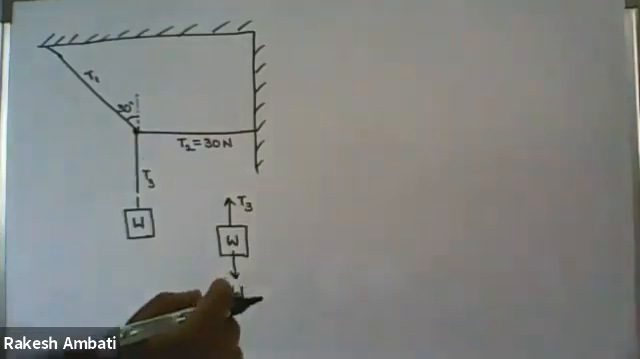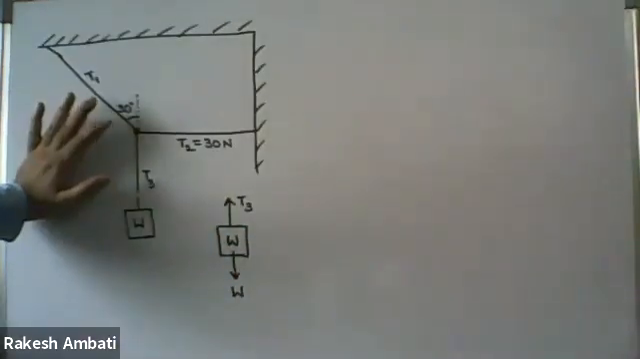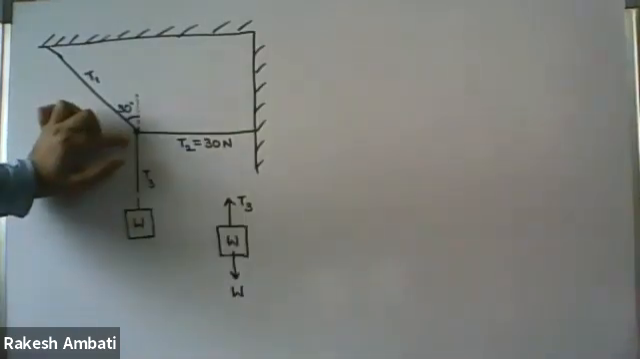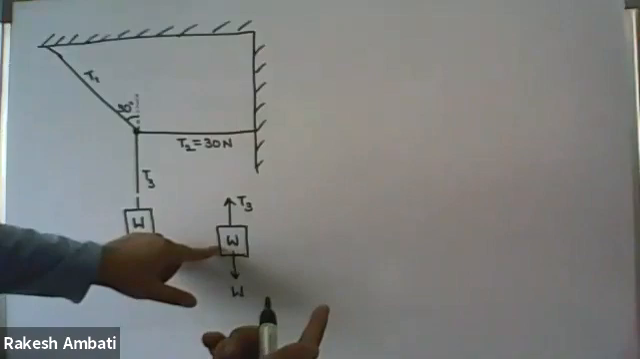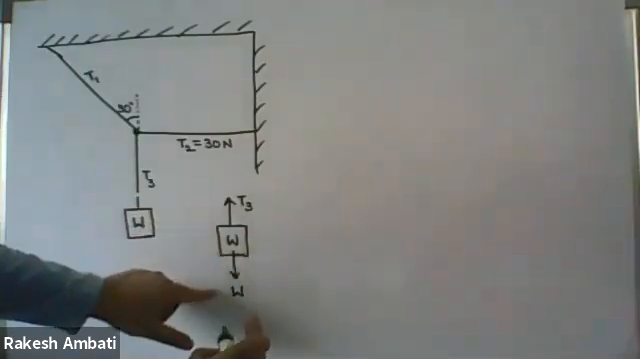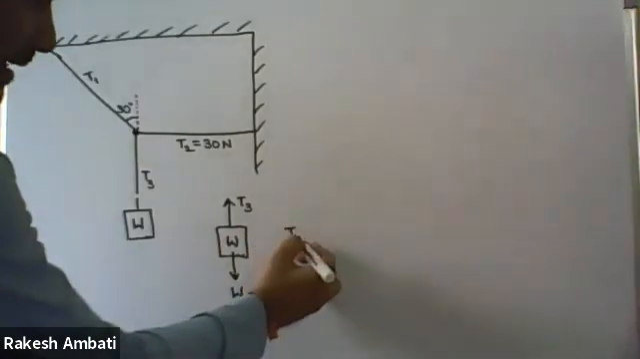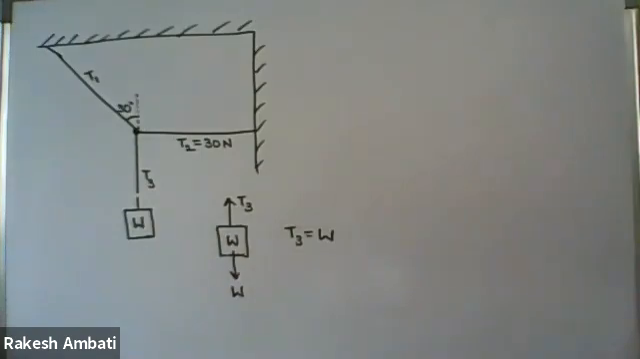I told you already, the whole system is at equilibrium. The whole system is at equilibrium means this block is at equilibrium, this tied point is also at equilibrium. Equilibrium means forces are balanced. So T3 equals W. So it is the first case.